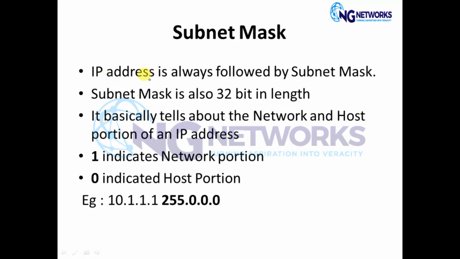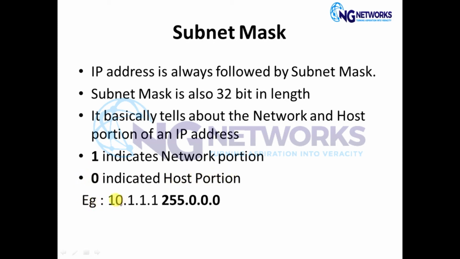IP address is always followed by a subnet mask. The reason is that without the help of a subnet mask, you cannot guess whether two IPs belong to the same network or not. The subnet mask tells us about the network and the host portion of an IP address. It is also a 32-bit address divided into 4 octets. If I convert the subnet mask into binary and there is a 1, it indicates the network portion, and if there is a 0 in the subnet mask, it indicates the host portion.